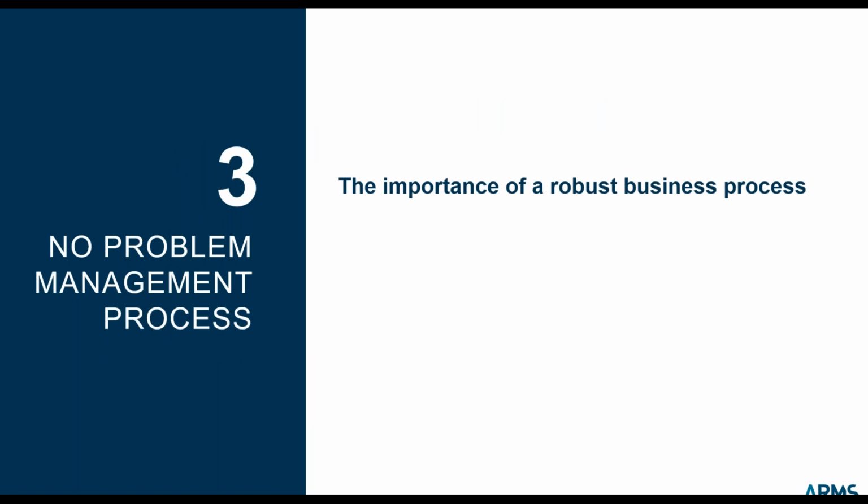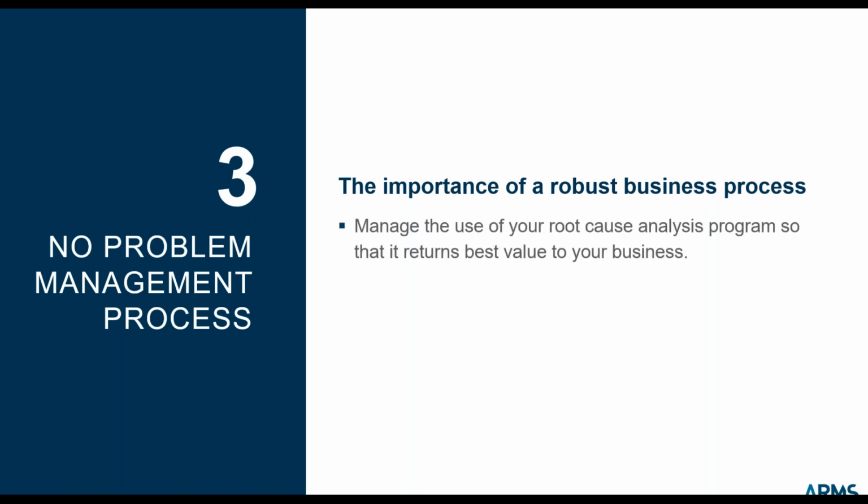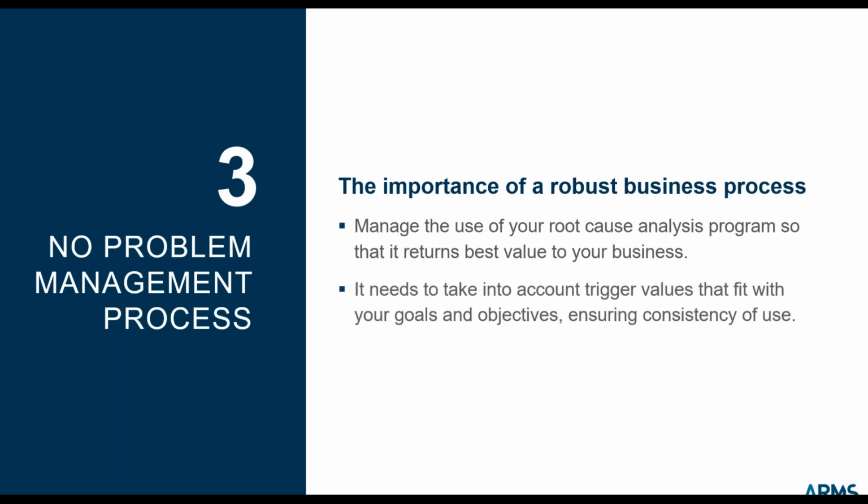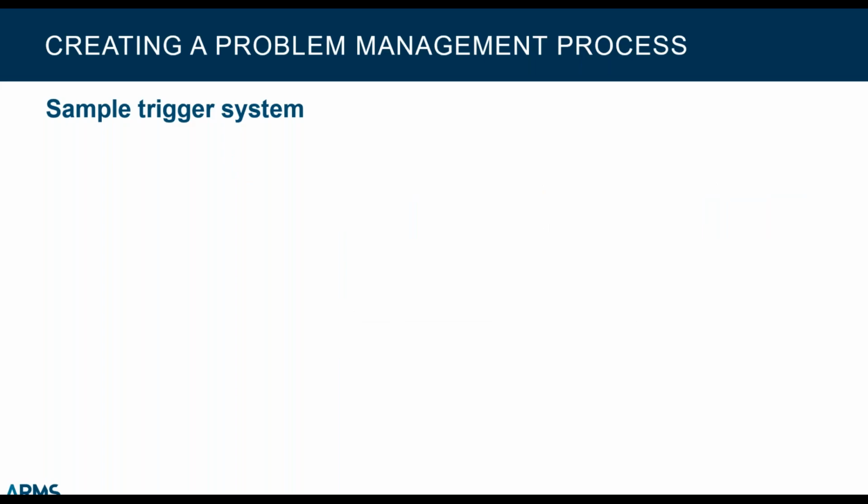The third issue we want to talk about is no problem management process. Something that's going to be important to a robust process is managing the use of your RCA program, which means that you need to have triggers. These are something that tells you it's time to go and do an investigation. Also, what type of investigation, what size, what amount of resources, and that's something we'll talk about a little bit later. So then the question is, what kind of metrics are you going to use for that? Are you using KPIs given by the business? Are there specific goals and objectives of your unit?